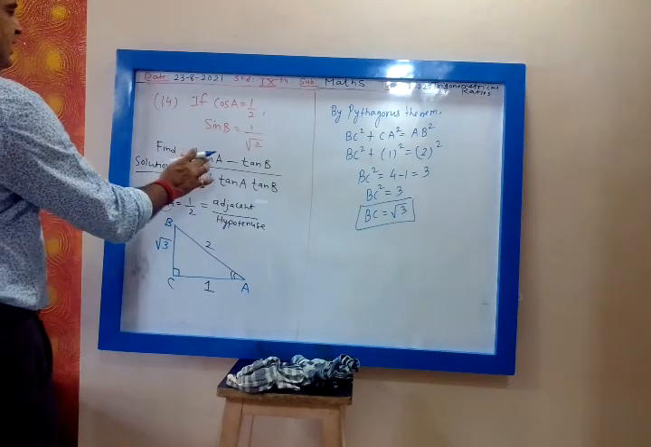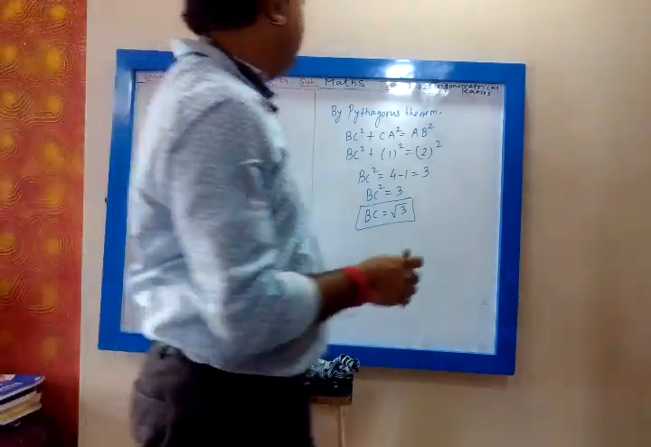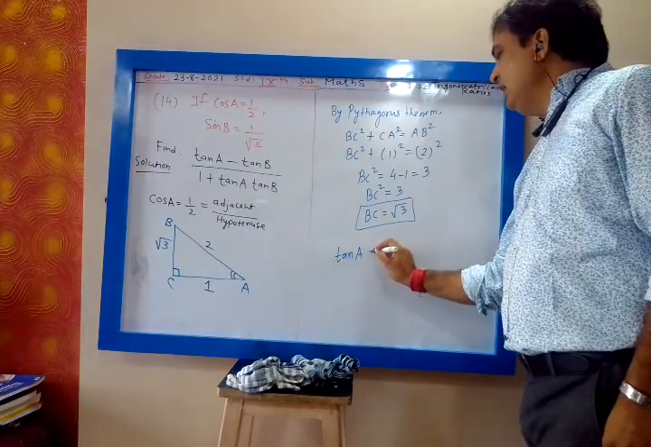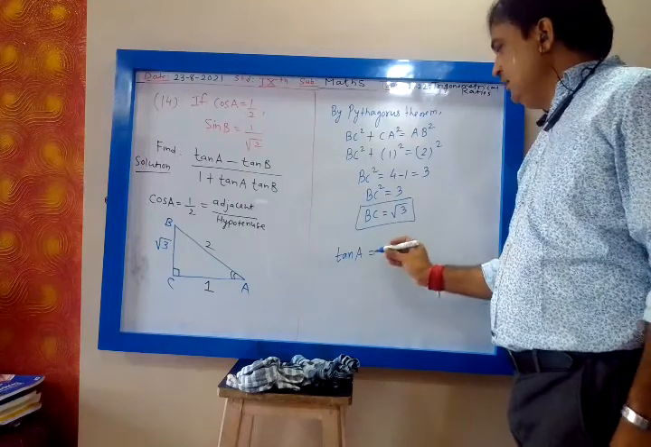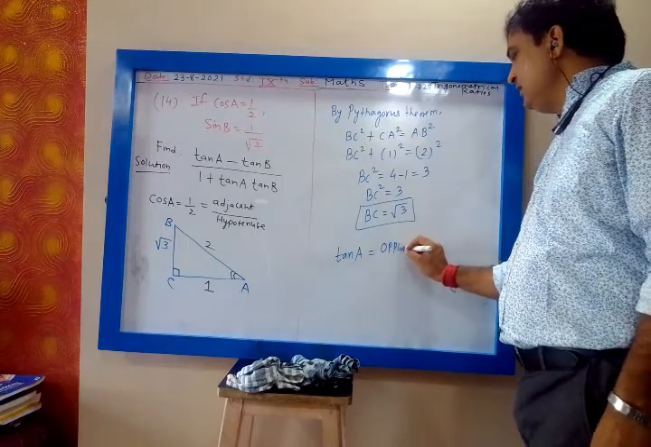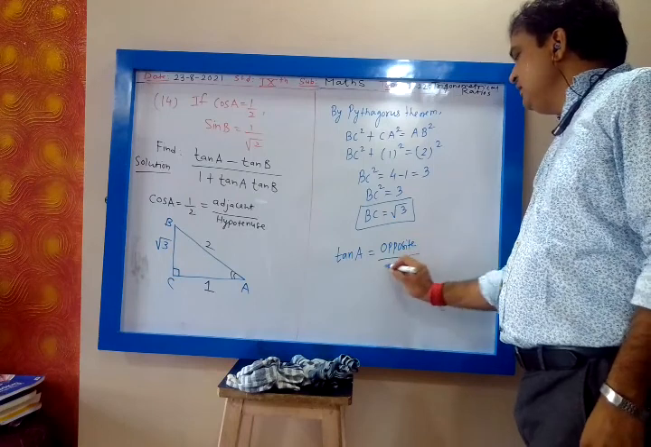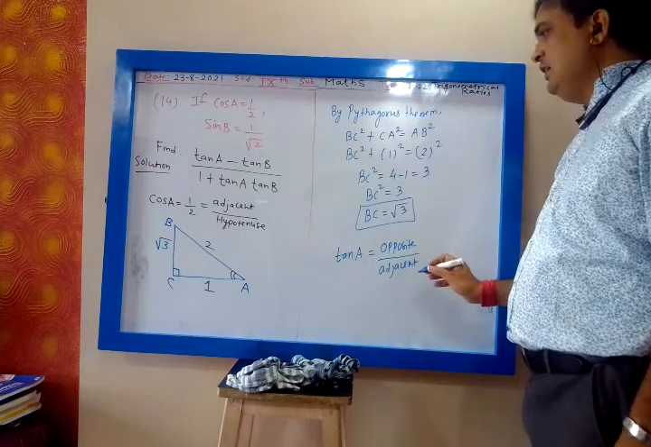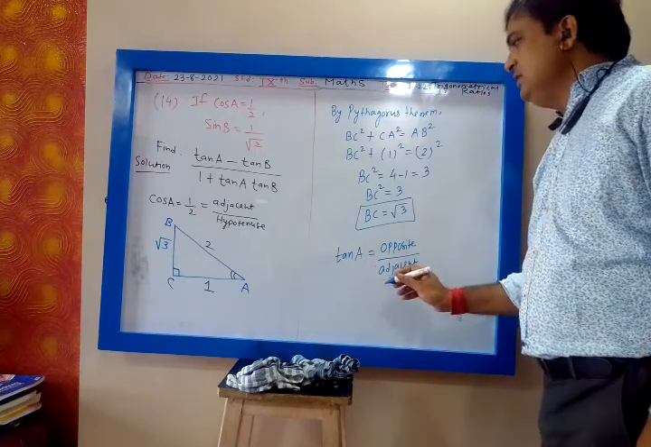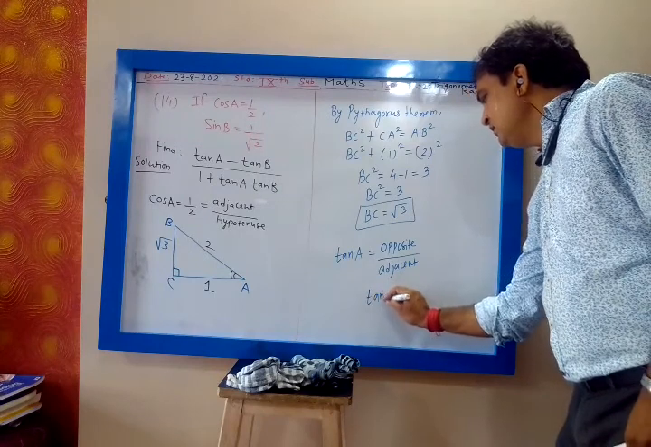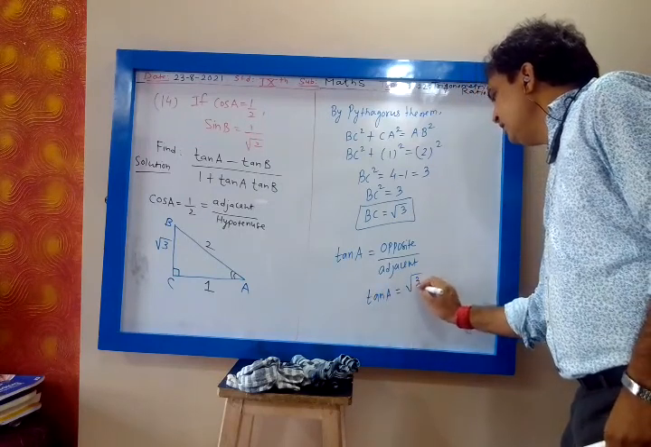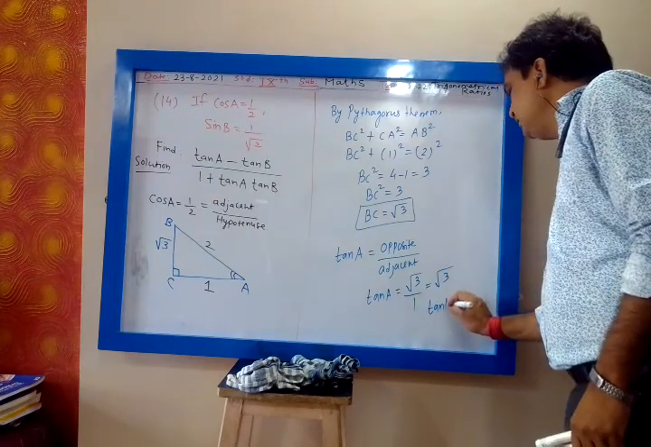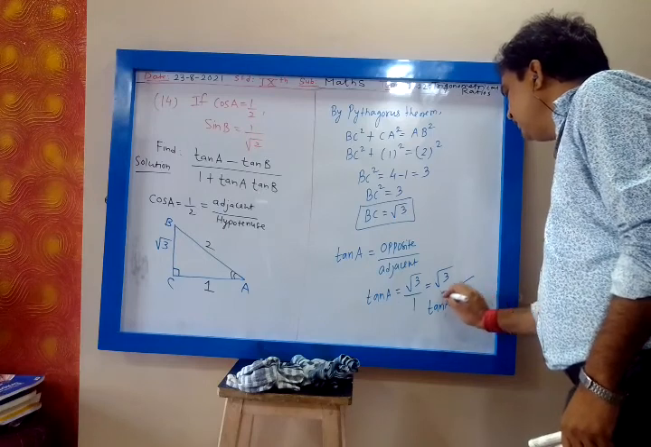Now you want to find tan A. So find tan A immediately from this. What is the formula for tan A? Tan A is opposite upon adjacent. What is the opposite side? Opposite is root 3. Adjacent is 1. So tan A is root 3 by 1, which is root 3. Okay. So tan A value is root 3.